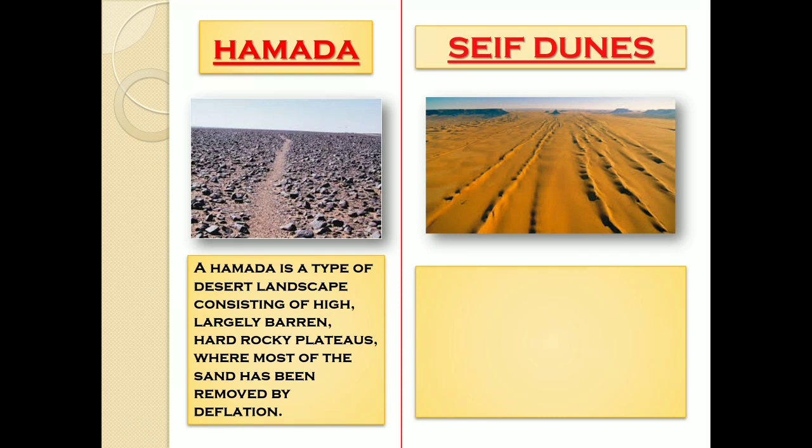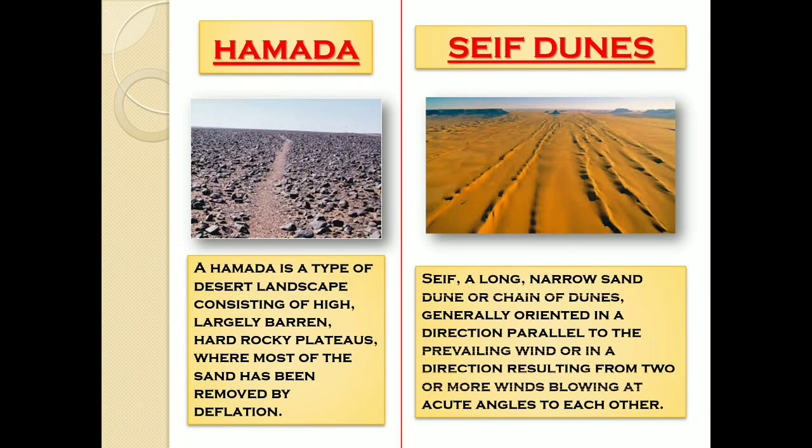Next is Seif dunes. You can see a picture. You can see the same picture in your textbook. Seif, a long narrow sand dune or chain of dunes generally oriented in a direction parallel to the prevailing wind, or in a direction resulting from two or more winds blowing at acute angles to each other.